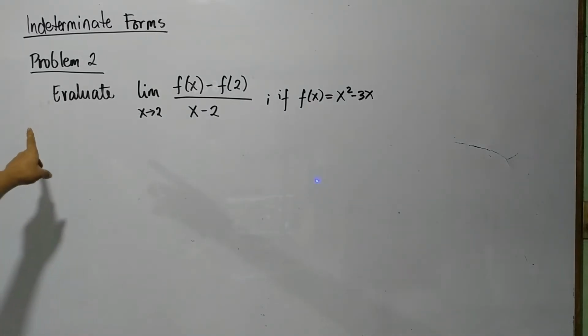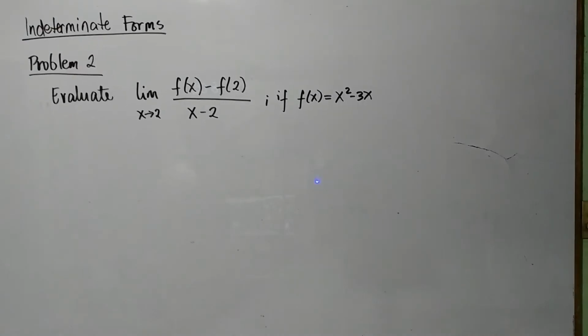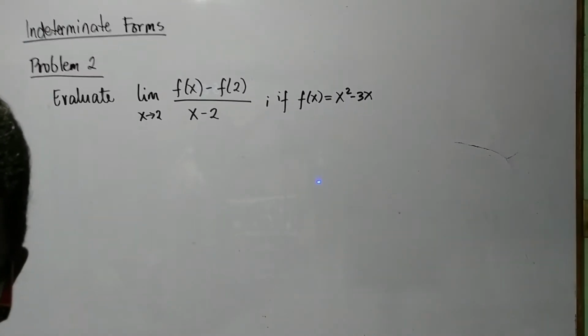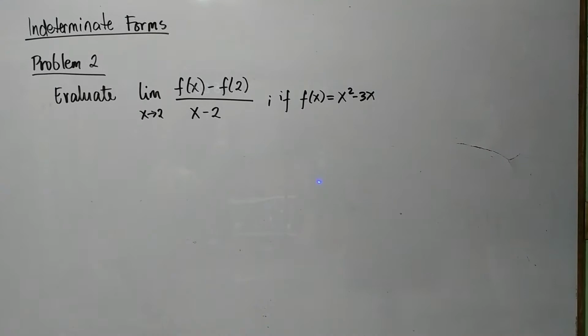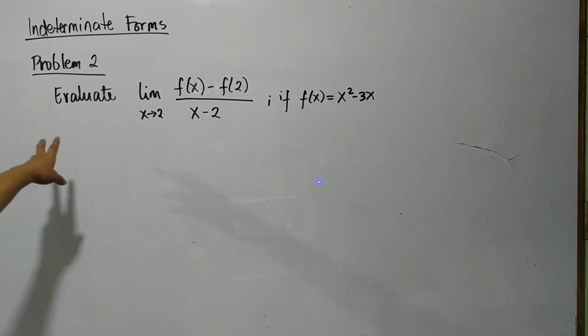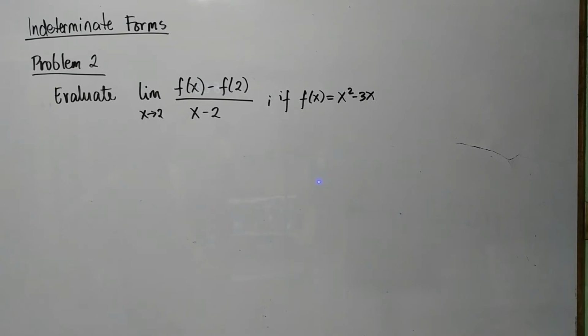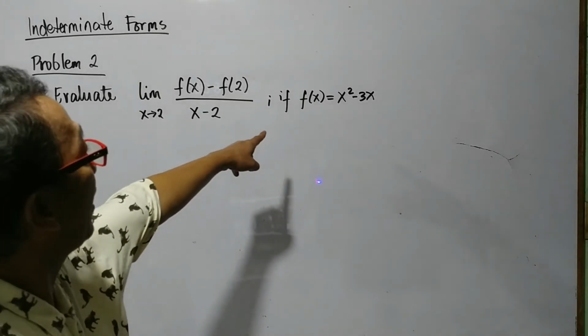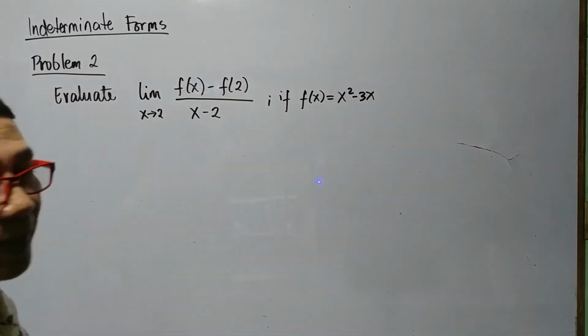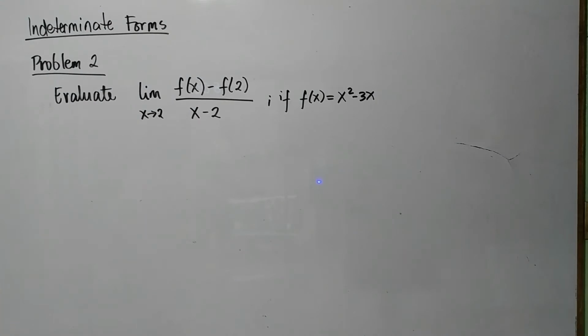So our problem number 2 is: evaluate the limit of the function of x minus the function of 2 over x minus 2 as x approaches 2, if the function of x is equal to x squared minus 3x.